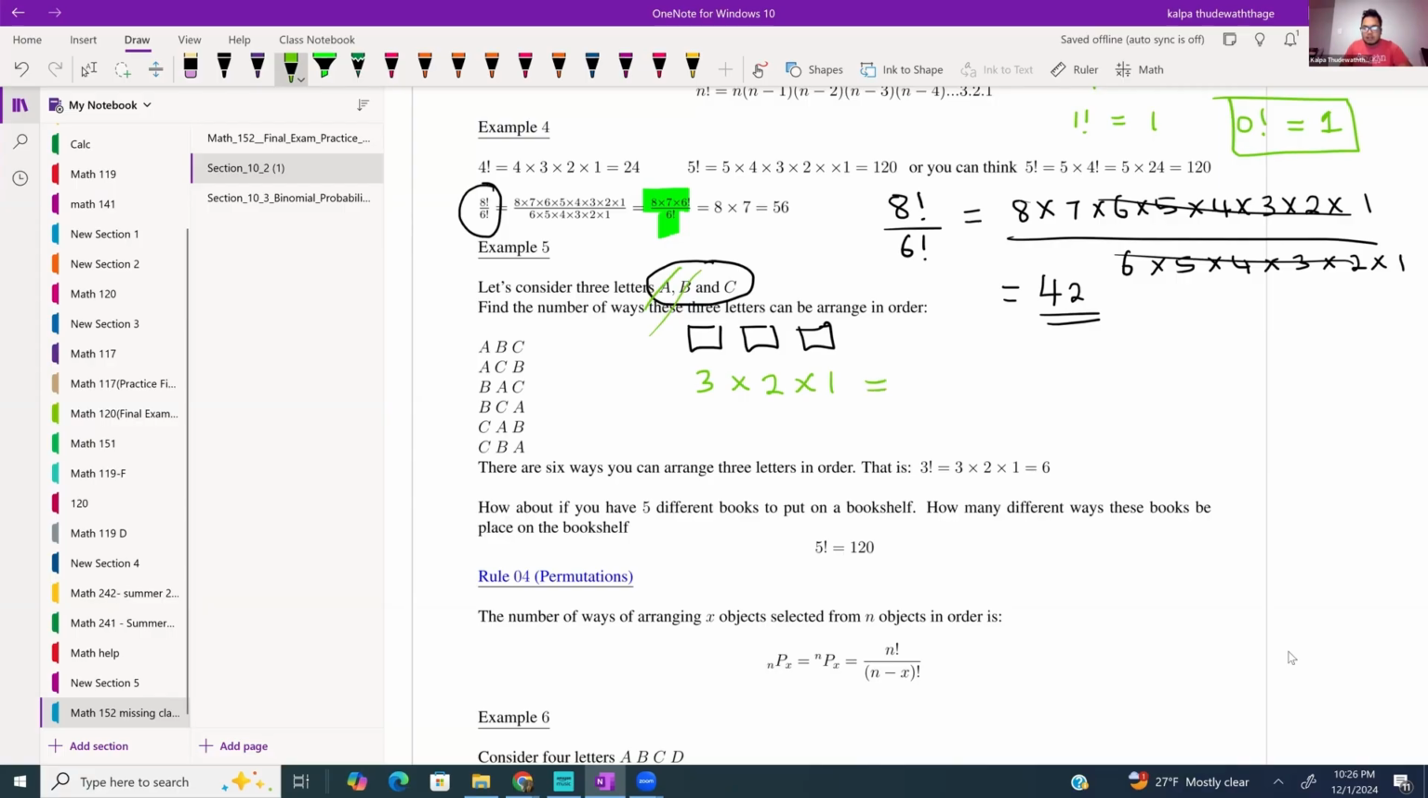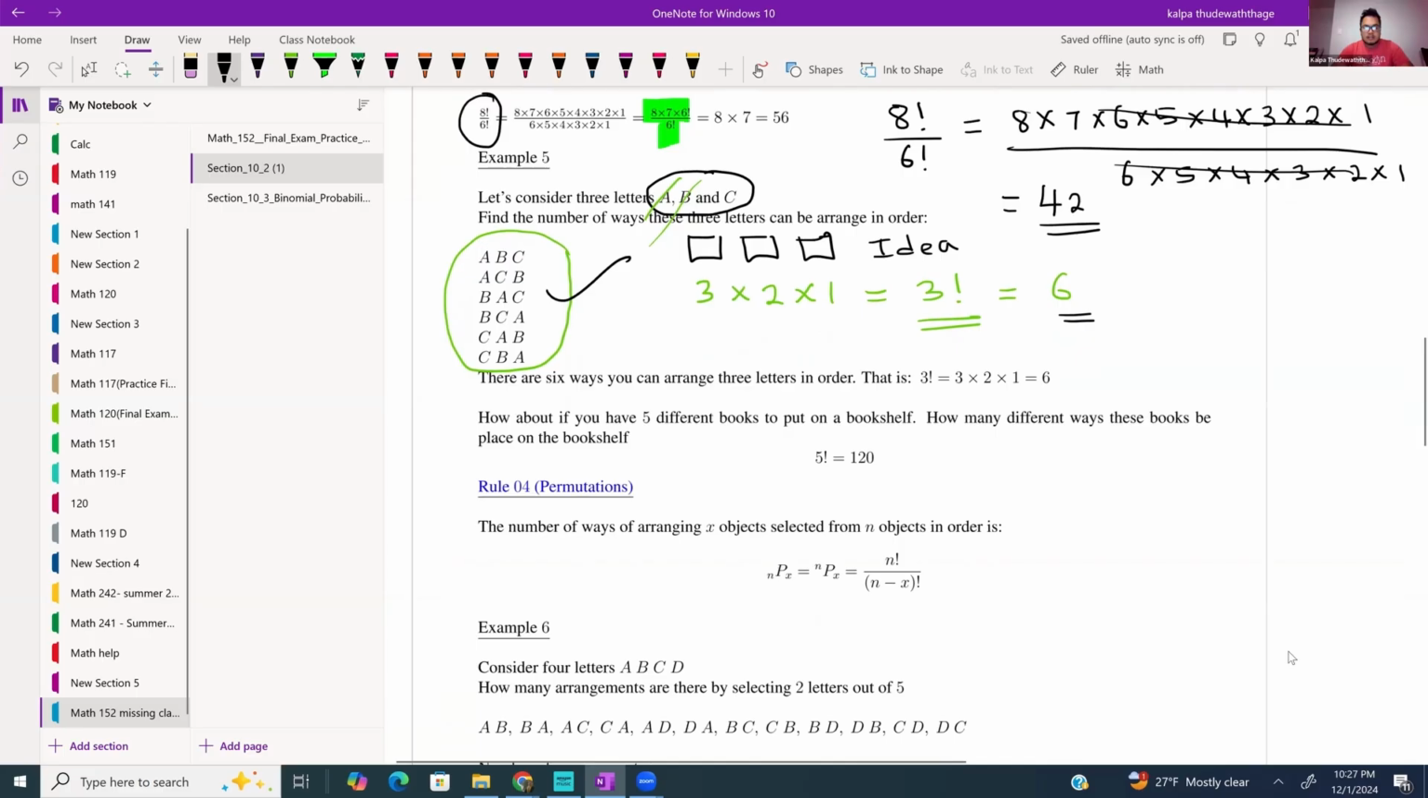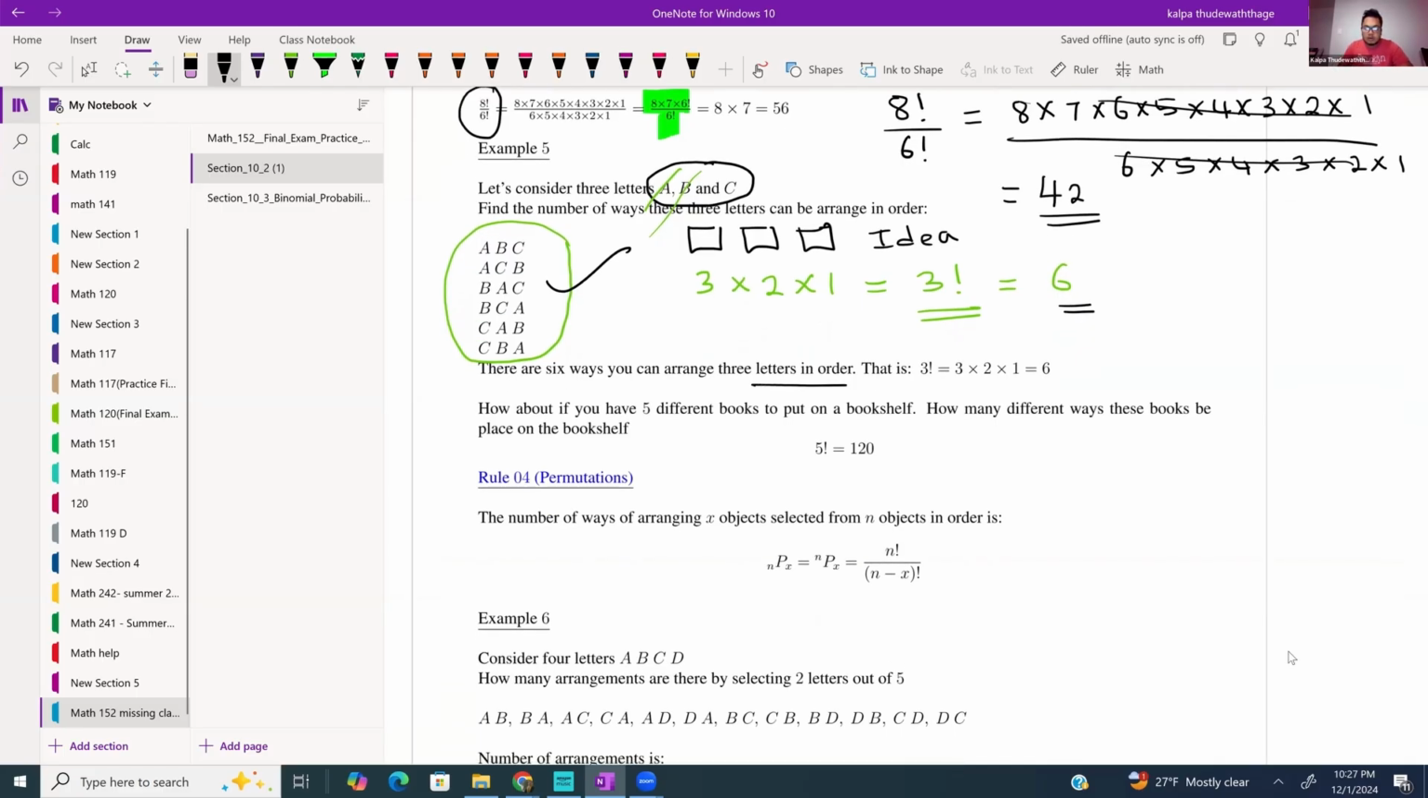This is exactly 3 factorial. Okay, and its answer is 6. So these are the 6 different ways you can arrange 3 letters. There are 6 different passwords you can make using 3 letters. Okay. Because each time you reduce an option because you use that. Okay. So this is kind of an idea how to find the number 6. This is the list, the exact list. There are 6 ways you can arrange 3 letters in order.